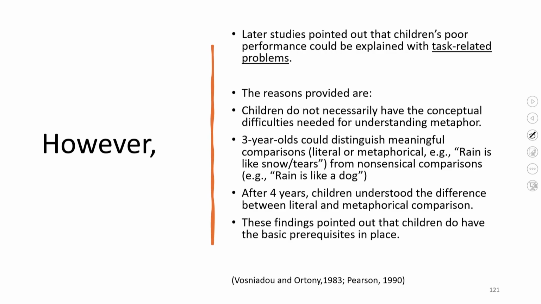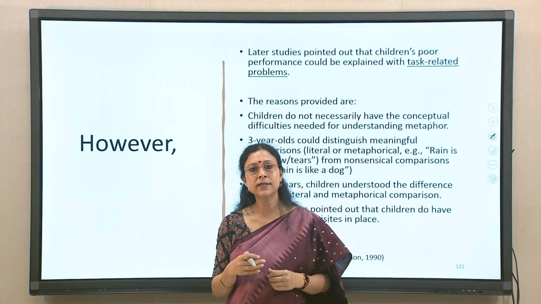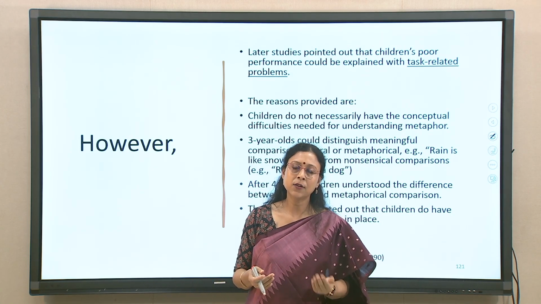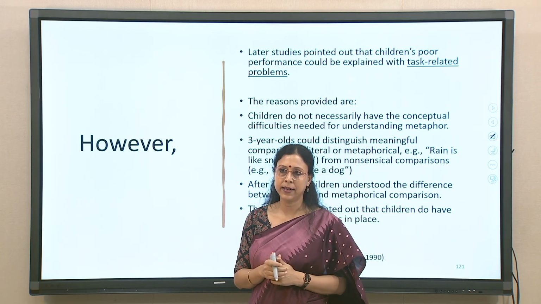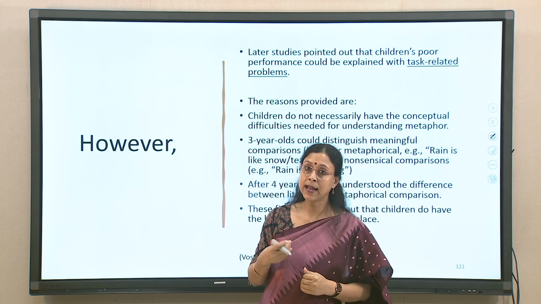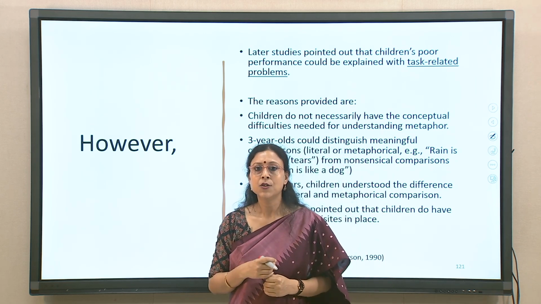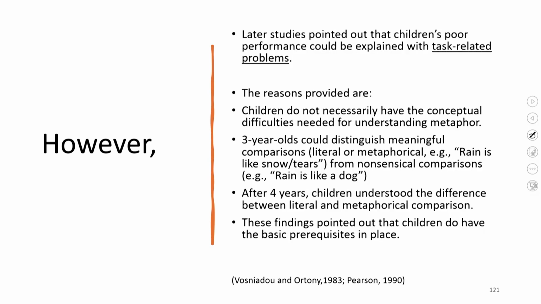One was that children do not necessarily have conceptual difficulties, because the interpretation of the previous result was that children do not understand that difficulty. They do not have the conceptual ability to parse the literal and the metaphorical meaning. So, the counter to that is children actually do have the abilities. There are many studies in this regard. In one of them, 3-year-olds could distinguish meaningful comparisons, like literal or metaphorical, like rain is like snow or tears, from a nonsensical comparison.